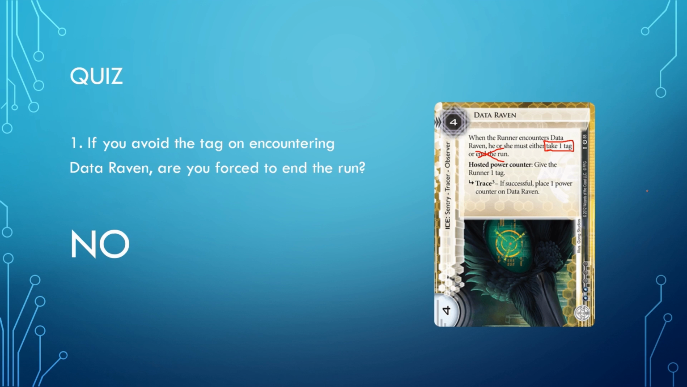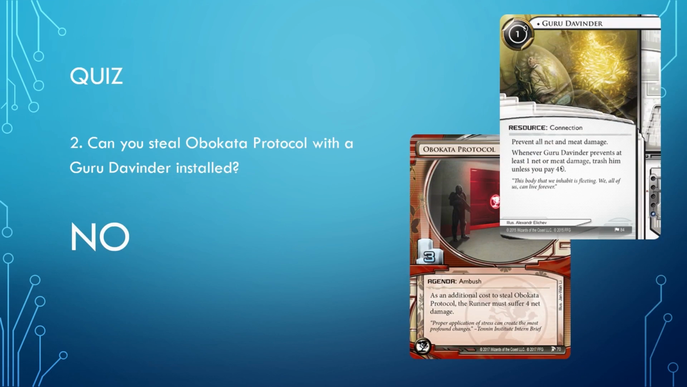Alright, question 2. Can you steal Obokata? You cannot, because this is not a May. This is completely mandatory. So, to steal the Obokata Protocol, you must suffer the 4 net damage, and this 4 net damage is something that you can prevent with Guru Davinder. So whether you like it or not, Guru Davinder will activate, and because of its activation, you will not suffer the net damage, and you cannot steal the Obokata even if you wanted to.